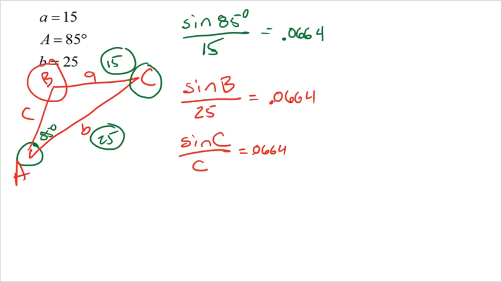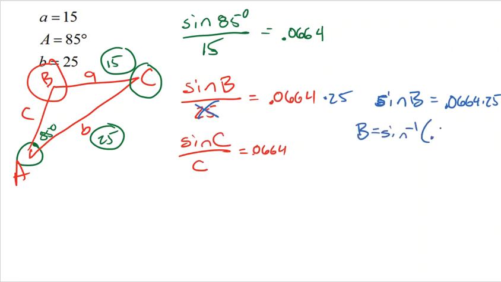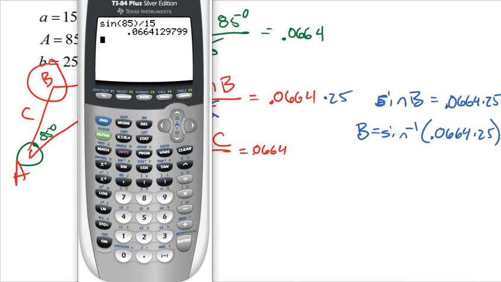So let's solve for B. I'm going to multiply both sides by 25, which cancels this out, and I get sine of big B equals 0.0664 times 25. Now, how do I find an angle? Oh, come on. Pull the old switcheroo. B equals the inverse sine of 0.0664 times 25. So now I'm going to go to my calculator to get angle B.